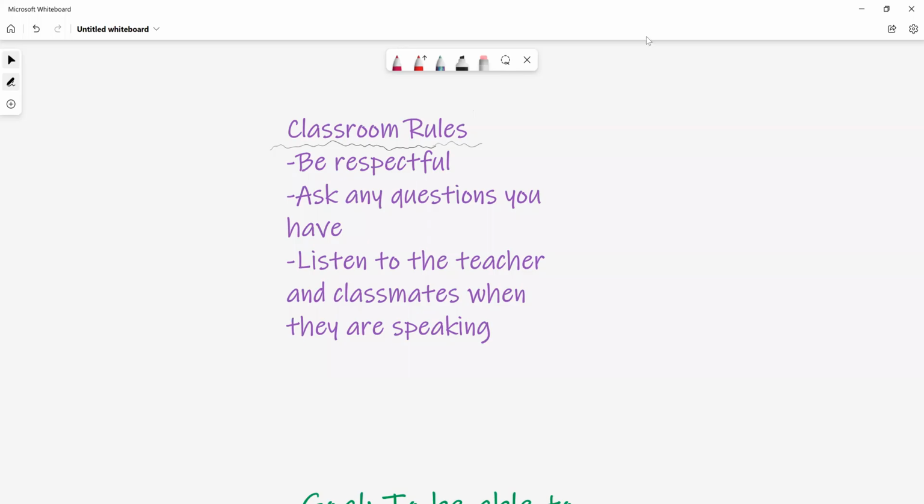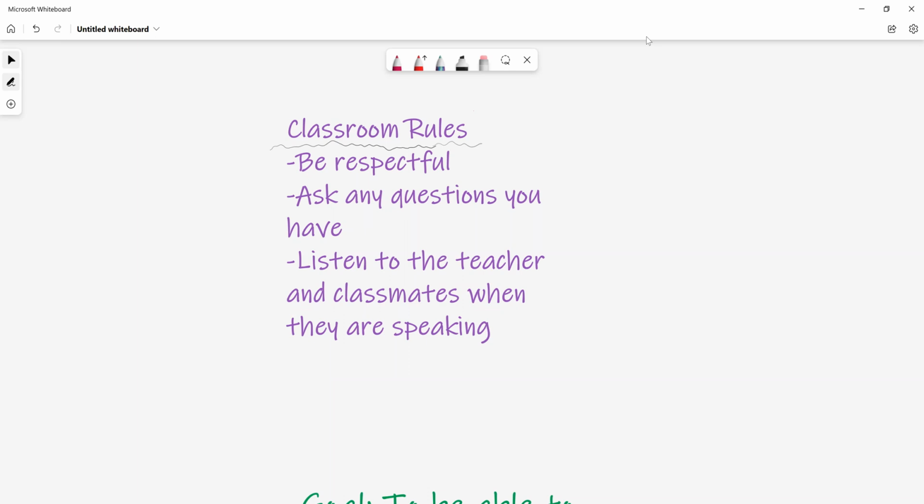Hello class, my name is Clarissa Cruz and today we're going to be learning about shapes and seeing shapes in our environment. We're going to learn which shapes we see in our environment, okay?